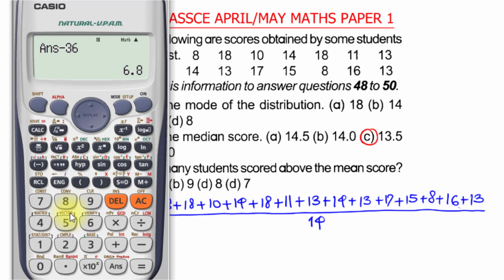So then we can get the value of the mean, let's take our calculator for this. All right, so I have 8 plus 18 plus 10 plus 14 plus 18 plus 11 plus 13 plus 14 plus 13 again plus 17 plus 15 plus 8 plus 16, and then the last entry 13. You can do well to just check are all these data entries correct? Hope there's no mistake anywhere. And once we do that, we can press the equal to sign.